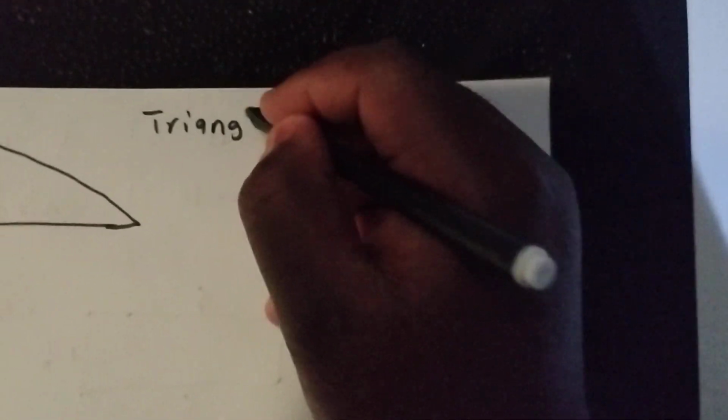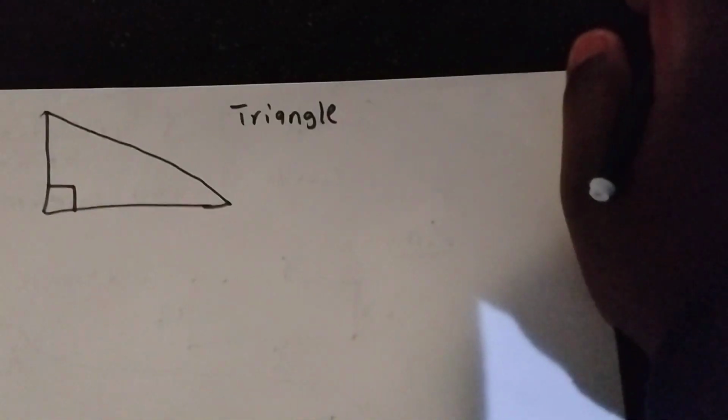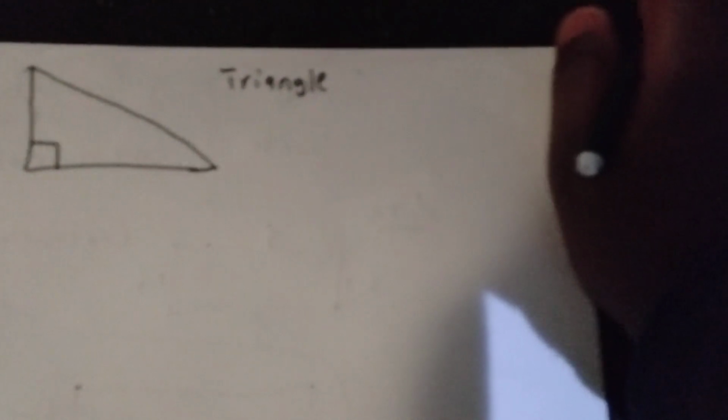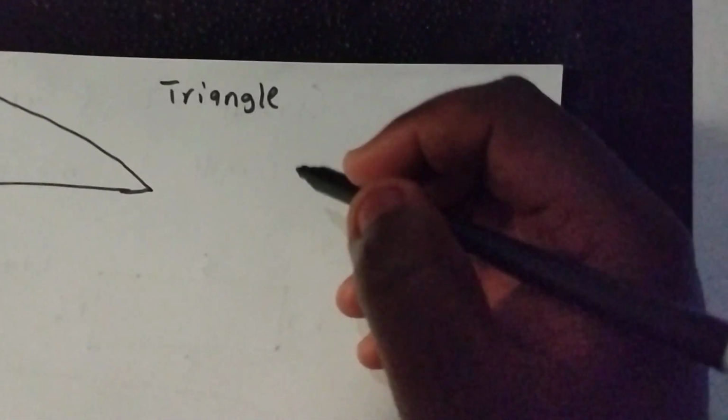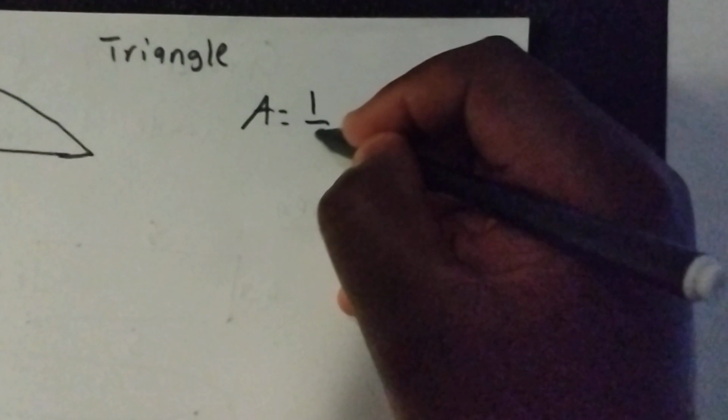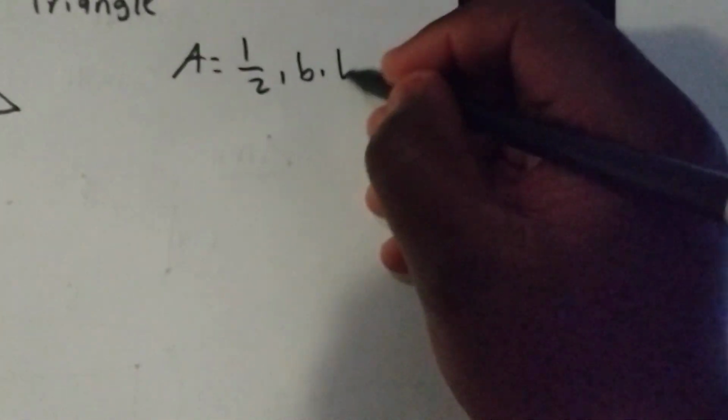Without wasting time, I want to also find the areas of other shapes. For example, if I'm having this shape, we know that it's a right angle triangle, right? So whenever you get this shape, it's a right angle triangle. Again, there's a formula to find the area of a triangle. The formula to find the area of a triangle is half times breadth times height.